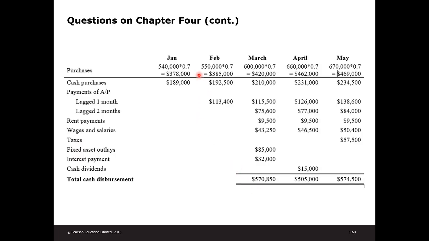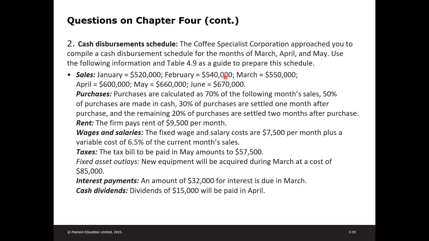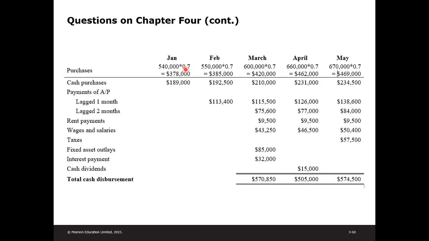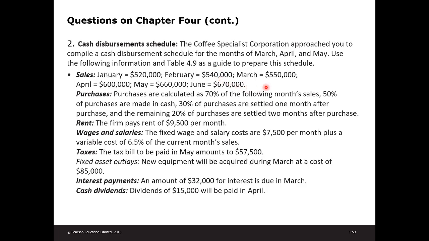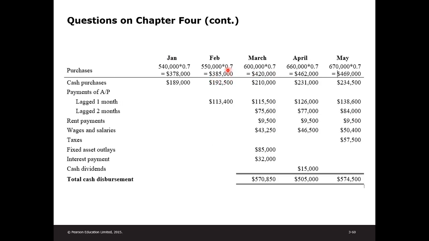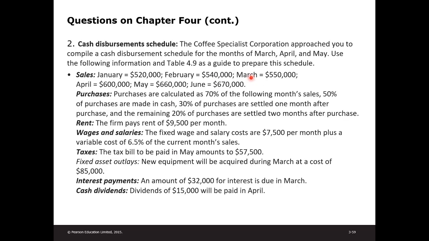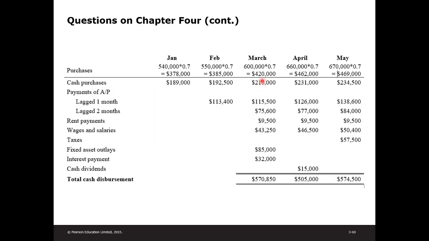Okay, first of all, as we told you, to calculate the purchases for January, we need to multiply the sales of February by 70% or 0.7, which will give us 378,000. This is the purchases of January. Then for February, we will take the sales of March and multiply it by 0.7, which will give us $385,000 as the purchases in February. And in March, we will take the April sales figure and multiply it by 0.7 or 70%, so we can calculate the purchases of March and so on.